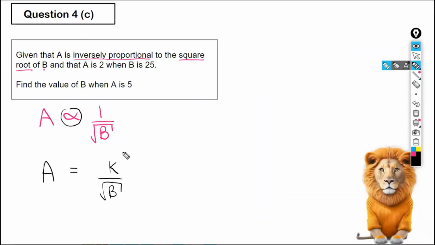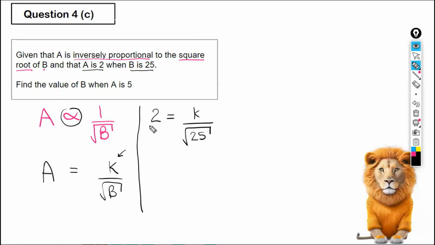What we need to do is find the K. K stands for constant. Once we find the value of K, it remains the same for the rest of the question. Hence, it's titled constant. Don't worry, the examiner has to give you a clue on how to find K. And he did. He said when A is 2, B at the same point in time is 25. So let's do that. Let's replace the A with 2 and the letter B with 25.